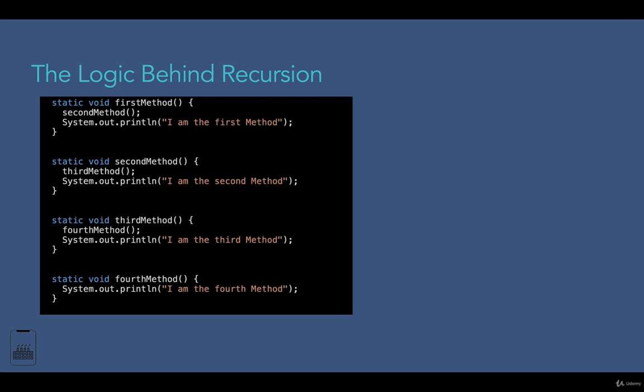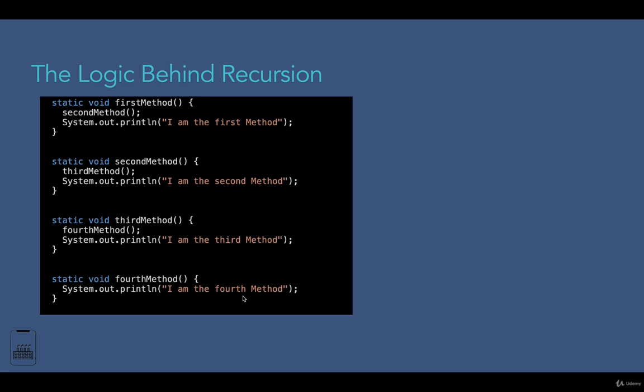Let's imagine that we have four functions here, and each of these functions calls one another. The first function calls the second function, then it prints out that I am the first method. Then the second method calls the third method and prints out that I am the second method. Then the third method calls the fourth method and prints out that I am the third method, and the fourth method just prints out that I am the fourth method.